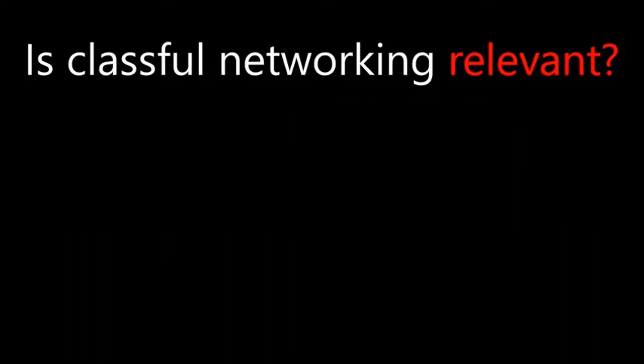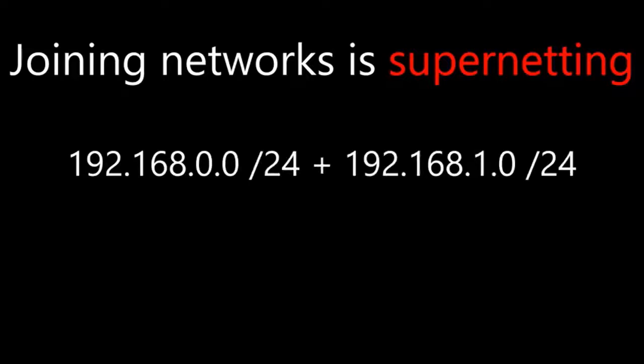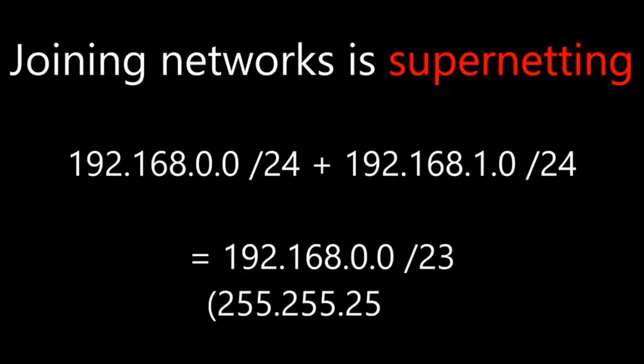Sometimes we may have a few small networks and we decide to join them together. This is called supernetting. For example, we may have 192.168.0.0/24 and 192.168.1.0/24. If we want, we can join these into a single network, 192.168.0.0/23. In my opinion, we shouldn't really worry about classful networks in the real world.